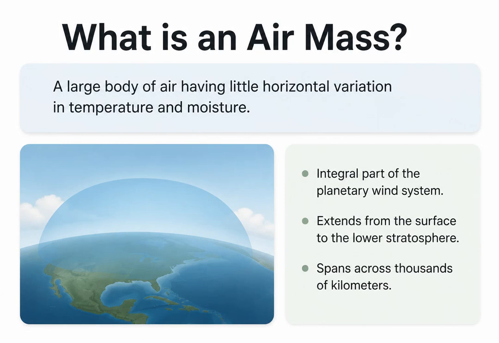Since temperate cyclones are driven by the interaction of air masses, we first need to define what an air mass actually is. An air mass is a massive body of air that has very little horizontal variation in temperature and moisture. These are not small, localized breezes. They are an integral part of the planetary wind system, extending all the way from the Earth's surface up to the lower stratosphere, and they can span across thousands of kilometers.